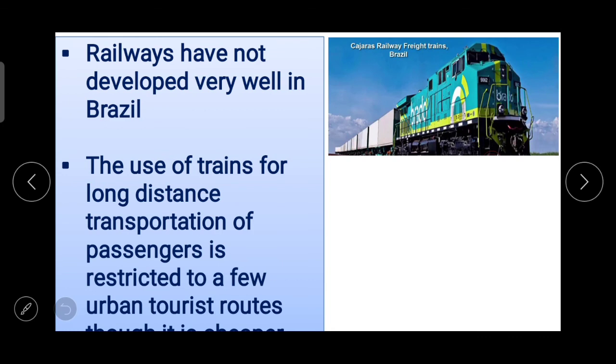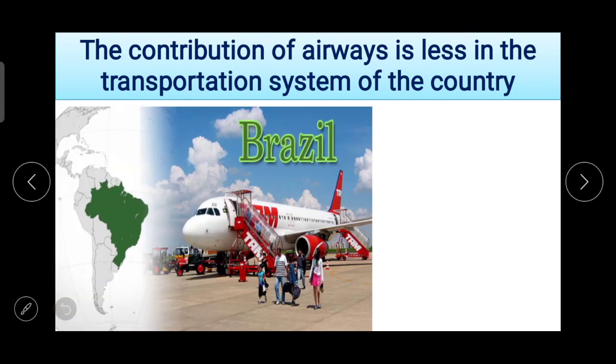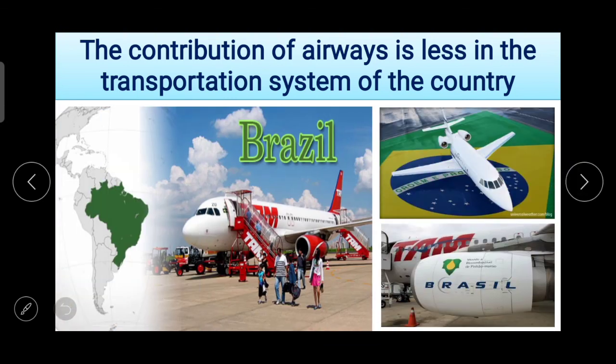Railways have not developed very well in Brazil. The use of trains for long distance transportation of passengers is restricted to a few urban tourist routes. Though it is cheaper, it is restricted. And when we talk about India, railway is a very important way of transportation. The contribution of airways is less in the transportation system of the country. Here you can see the contribution of airways is less in the transportation system of the country.